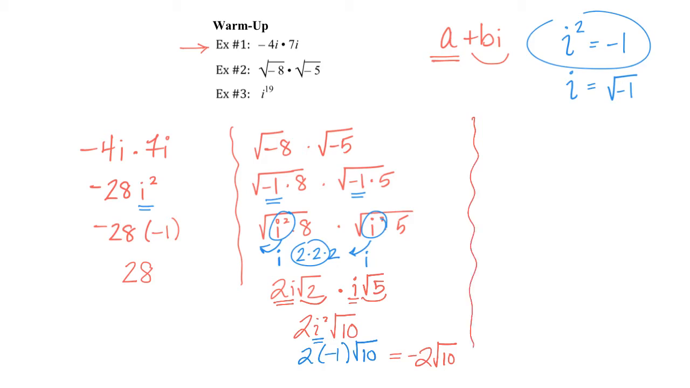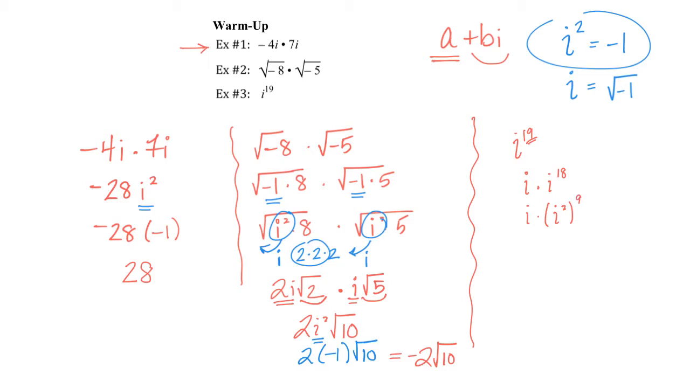All right, one more. i to the 19th. Now, our job again is to simplify. So we're trying to make that as small as possible. Well, since this is odd, I'm going to break this up into the closest even, or break that down. So this is the same thing as 1i times i to the 18th. Well, i to the 18th, that is the same thing as i squared to the 9th.